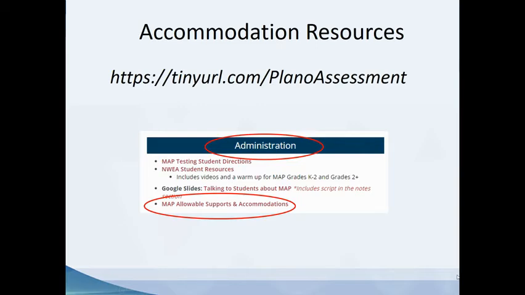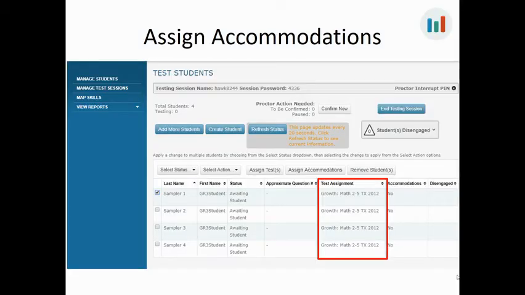Allowable accommodations can be found on the Assessment, Research, and Program Evaluation website for MAP. The accommodations are listed under Administration and MAP Allowable Supports. These students have all been pre-assigned the correct assessment. Some of these students may additionally need accommodations. You can assign or document those accommodations that the student receives during testing from this menu.